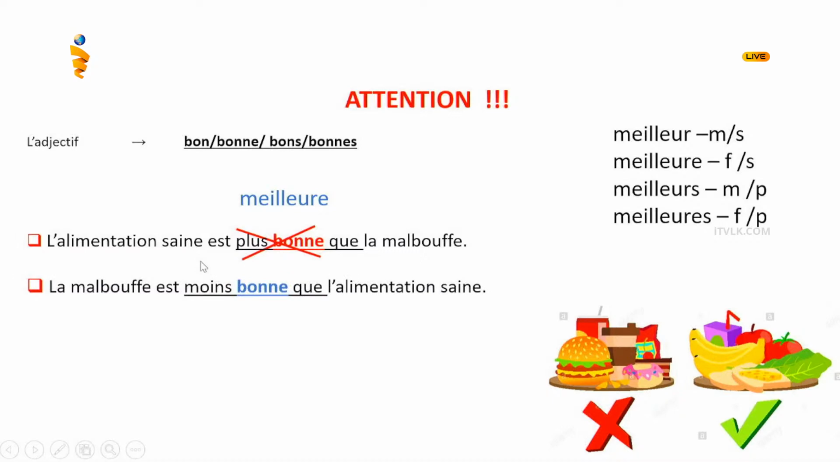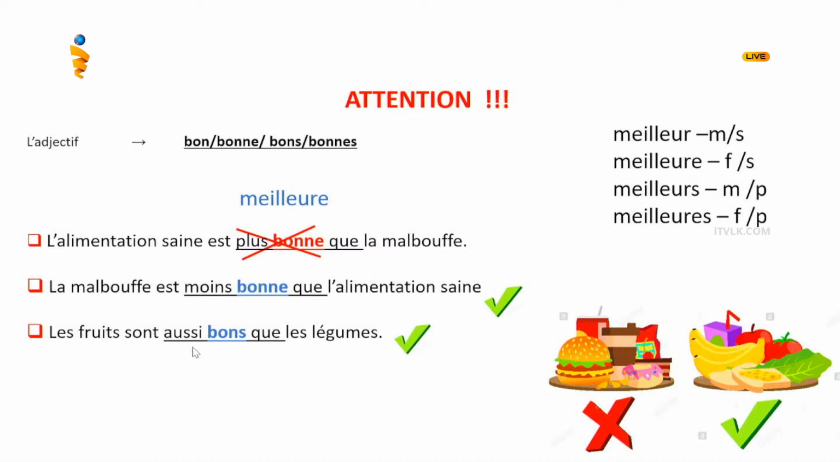La malbouffe est moins bonne que l'alimentation saine. Now I'm using moins bon, the inferiority. I'm indicating the inferiority. So there is no problem. You can use moins bon. And even with aussi bon, no problem. So here my sentence is, les fruits sont aussi bons que, but the only exceptional thing you have to learn was, plus bon does not exist. Instead of that, you have to use meilleur.